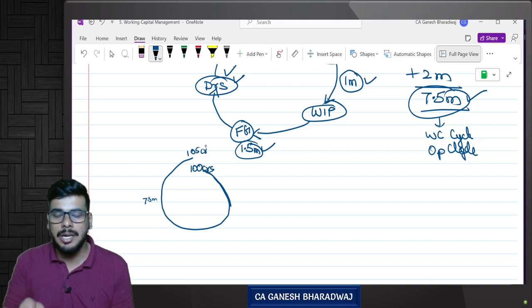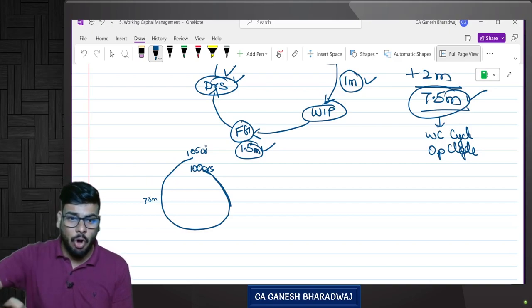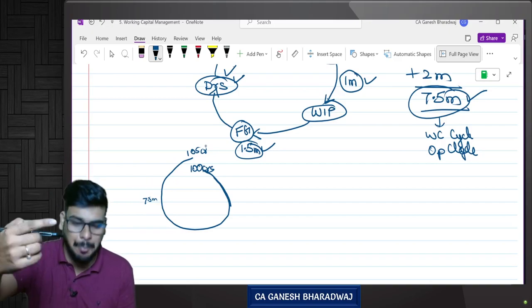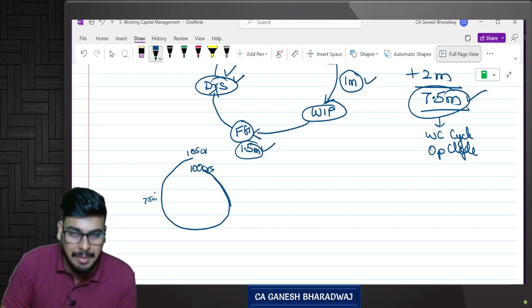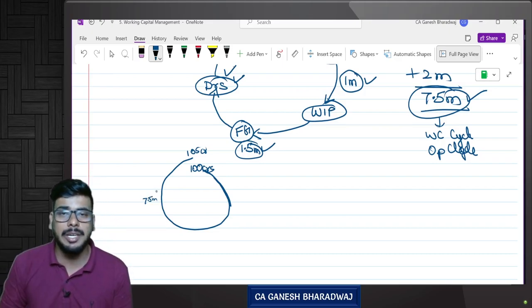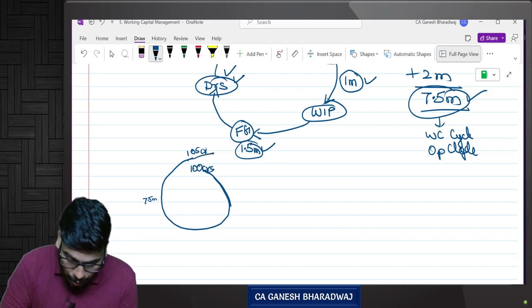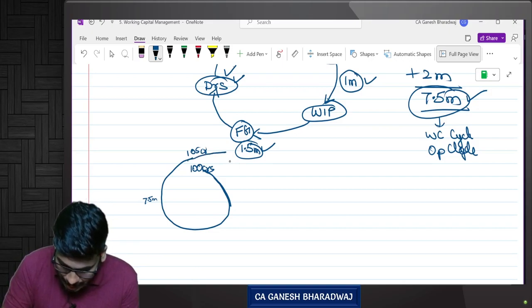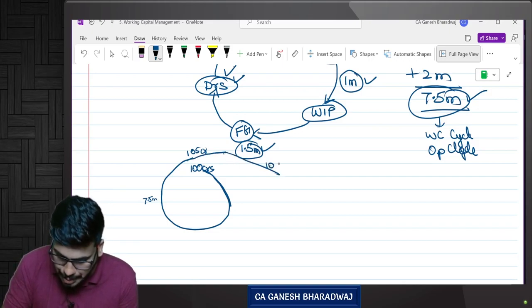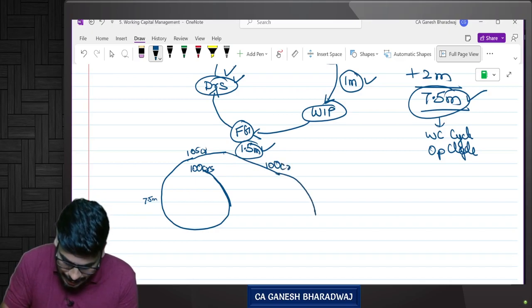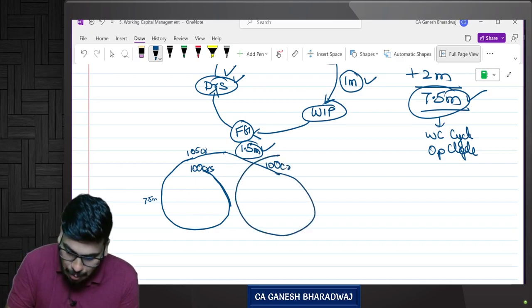Why? I am running a business. So obviously the cycle needs to keep on moving. The moment 7.5 months gets over, the next working capital cycle will start. Now what will I do? In the second cycle, I will invest back 100 crore rupees. Correct. And then it takes another 7.5 months to come out of this.